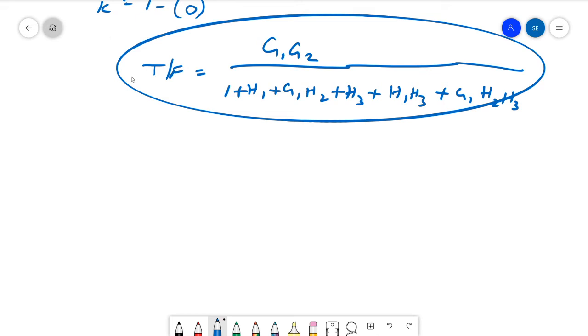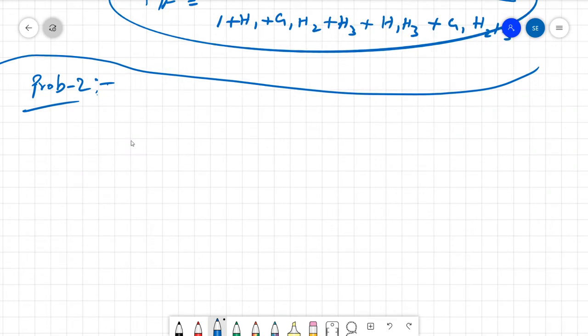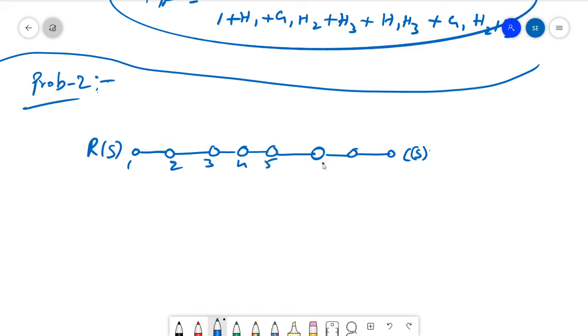Consider the second problem, problem 2. R of S is the input and it has a node here. We'll take 8 nodes in this problem: 1 2 3 4 5 6 7 and 8 as the output C of S.